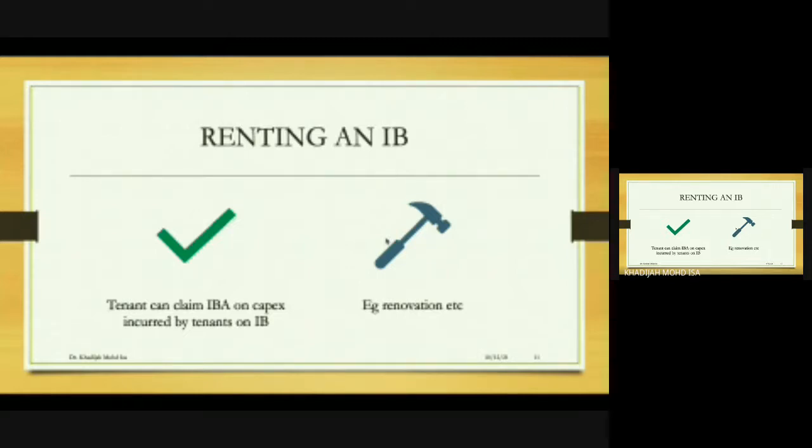But if you incur capex, for example, in order for the building to be used as a factory building or as an industrial building, you have to do some renovation, that is the capex that you incur. So you can claim industrial building allowance on the capex incurred. So the tenant claims IBA on the capex incurred by the tenant.